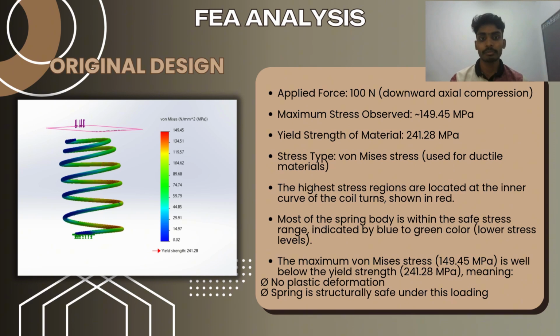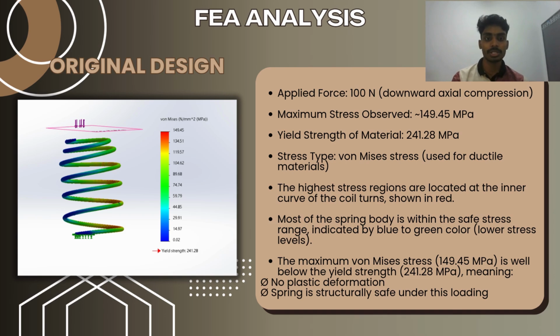So the applied force on the spring is 100 Newton downward axial compression, which has a maximum stress observed of 149.45 MPa, and the yield strength of the material is 241.28 MPa. The stress type is von Mises stress, used for ductile materials.